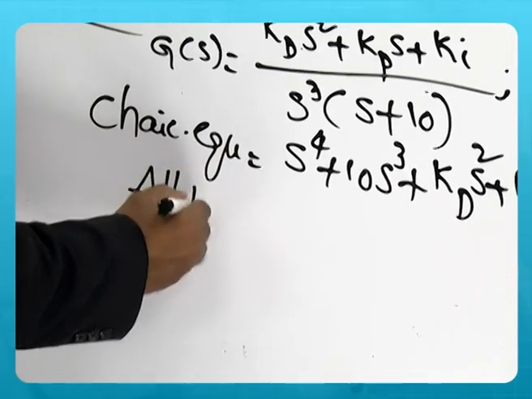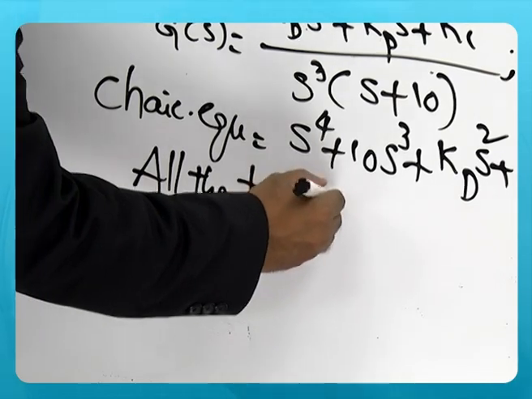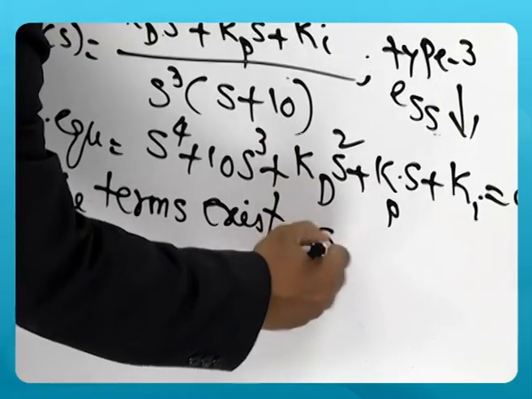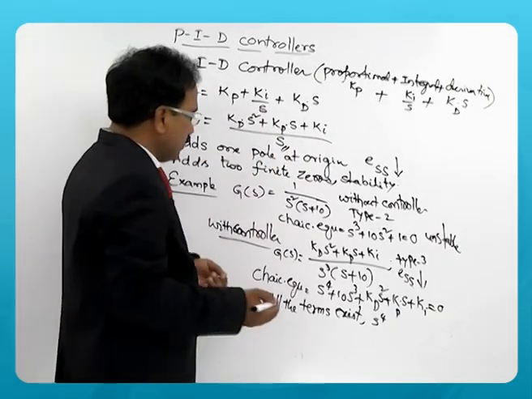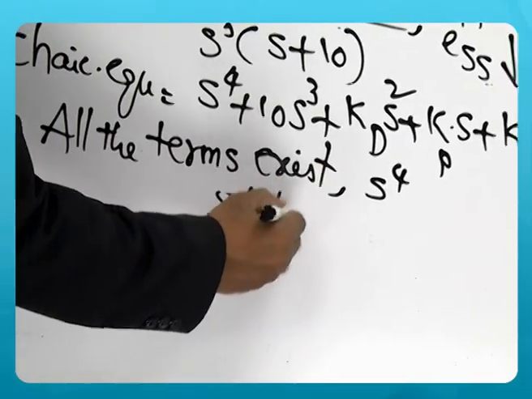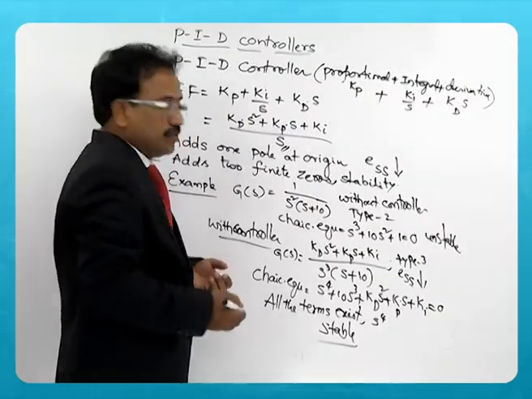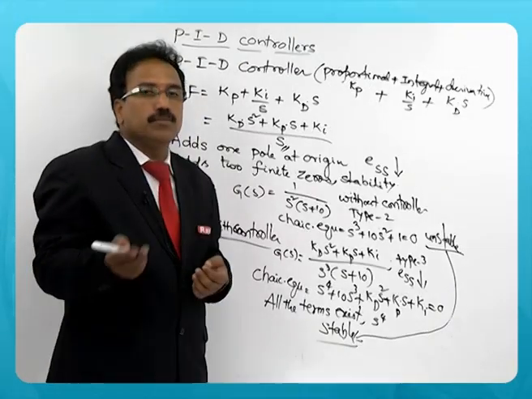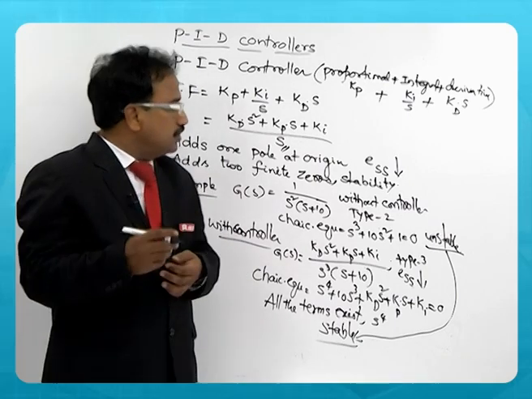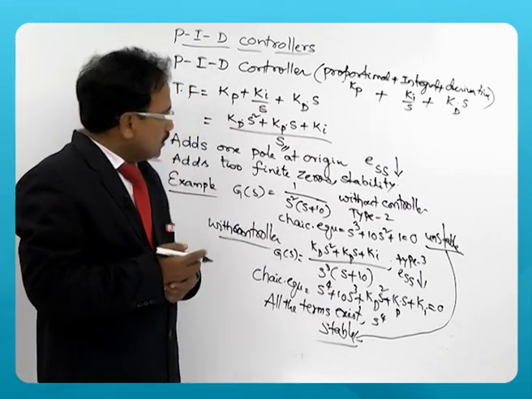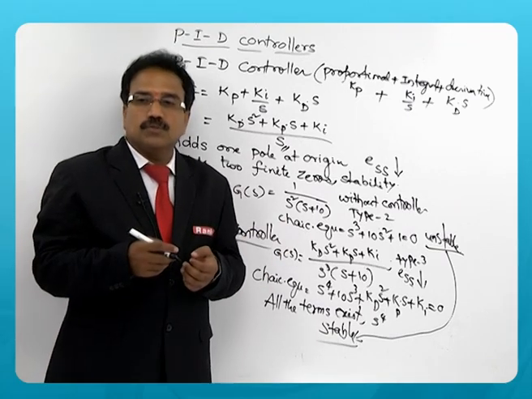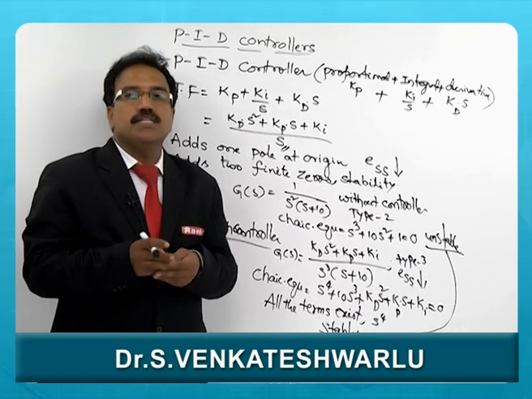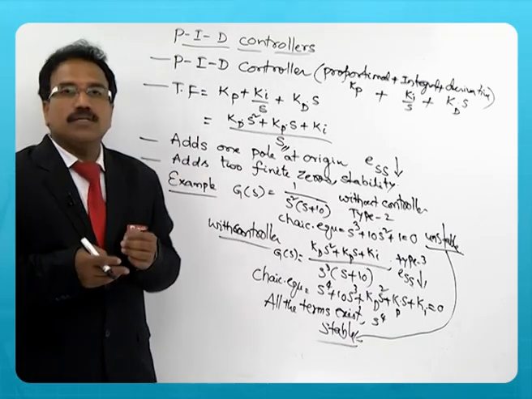So all the terms exist in the characteristic equation, starting from s power 4 to s power 0. So we say that the system is stable. So an unstable system without the controller, the stability is improved because of the addition of 2 finite zeros, and also the steady state error is improved. So to improve the overall time response, which includes transient as well as steady state response, the PID controller is preferred.